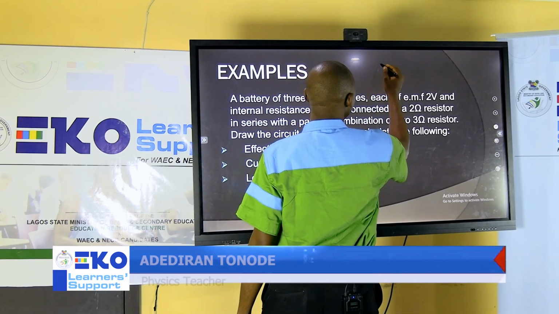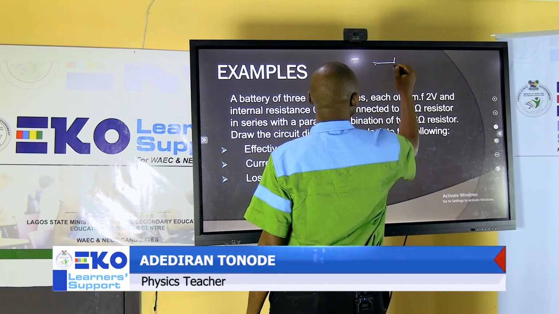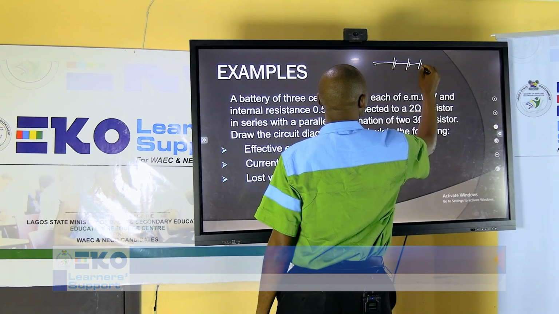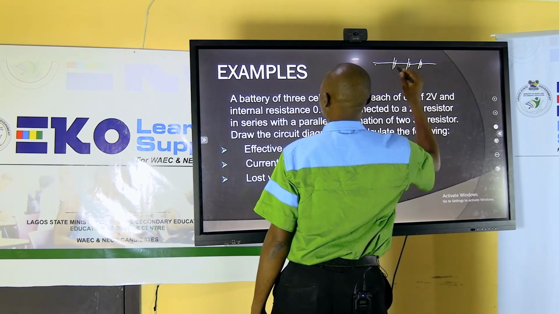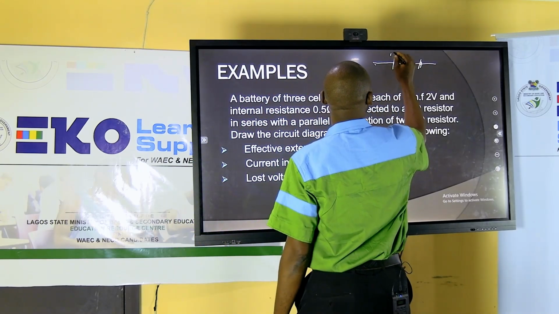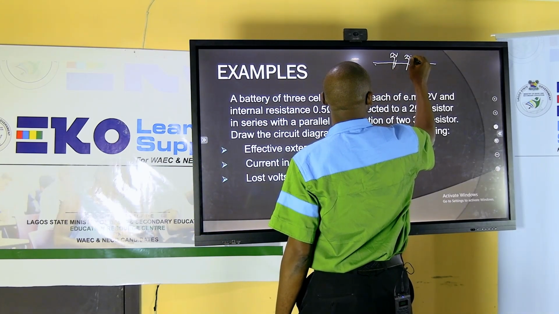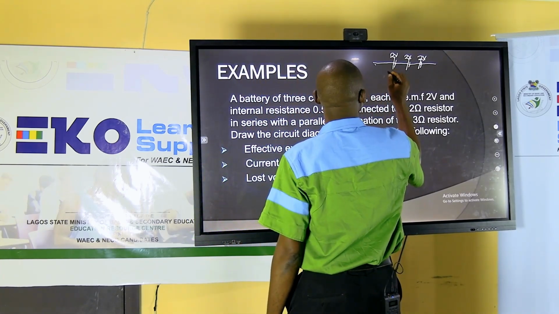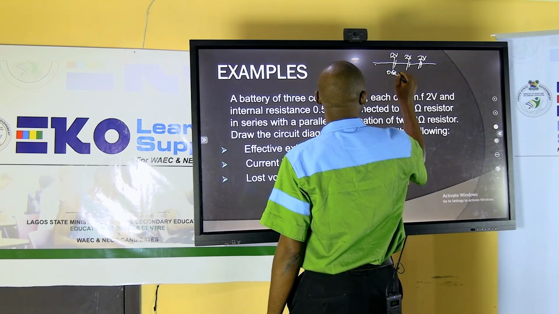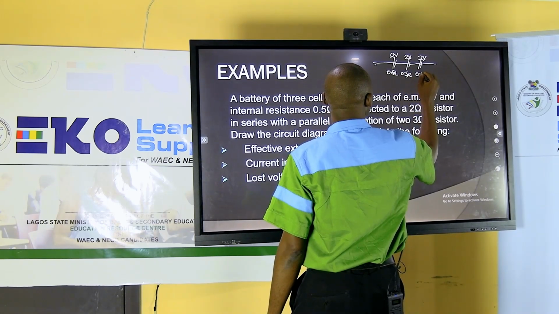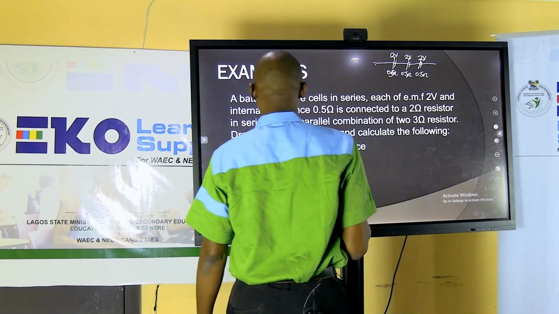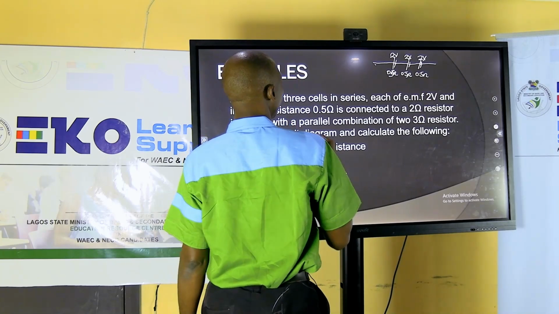The first thing in series. Each of EMF 2 volt and internal resistance 0.5 is connected to a 2 ohm resistor in series.